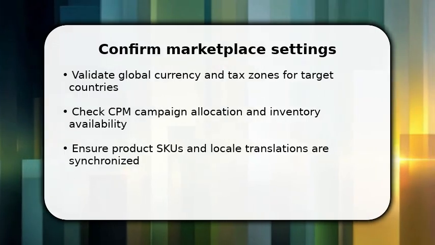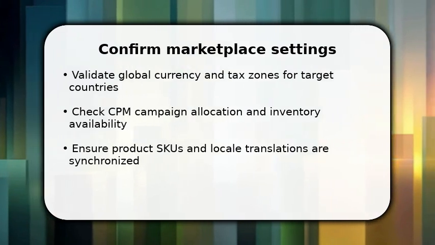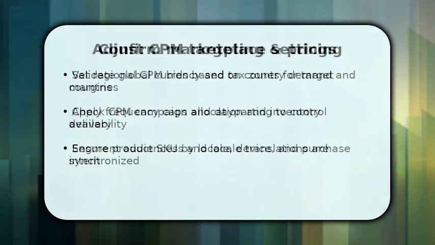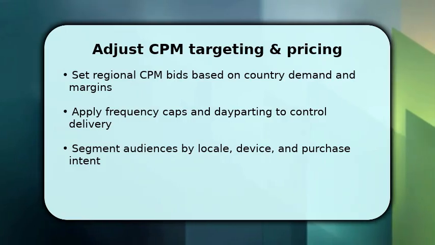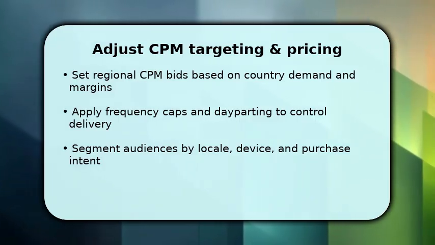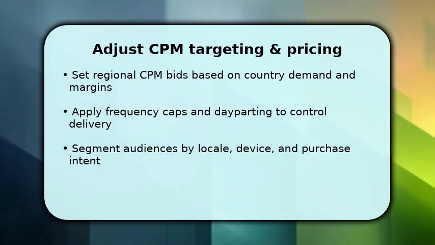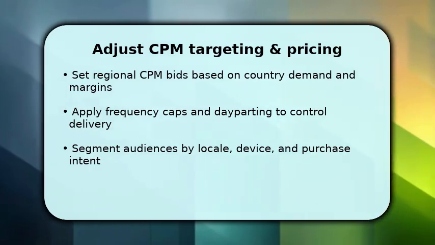Now proceed immediately to adjust the campaign targeting and pricing shown to international audiences. You next adjust targeting and pricing. Set regional CPM bids that reflect local demand and profit margins, because flat rates undercut revenue. Once that is configured, apply frequency caps and day parting to smooth delivery and avoid budget exhaustion.